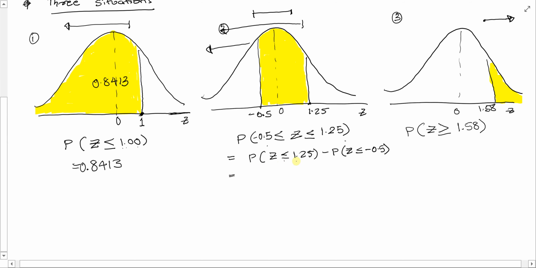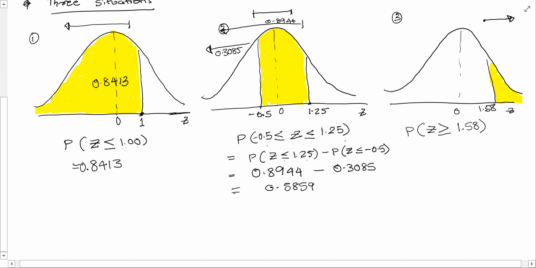Now when you look at the row 1.2 and the column 0.05, that will give you 0.8944, and when you look at the negative side, you look at a row called 0.5 and column called 0.00, you get 0.3085. So graphically this area is 0.3085, and this area is 0.8944, the area to the left of 1.25, and hence the area between these 2 points is 0.5859.